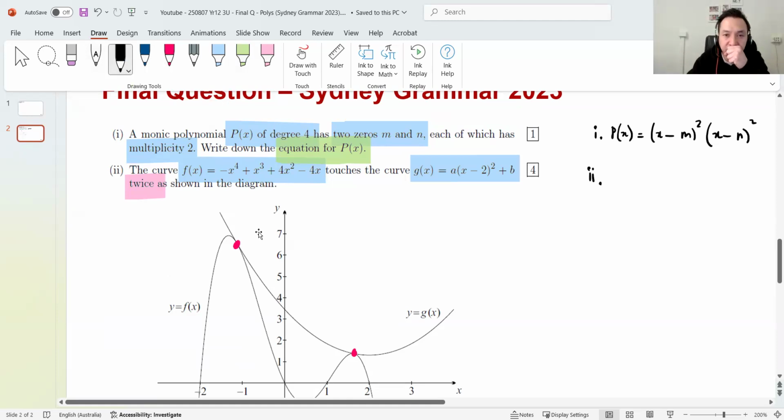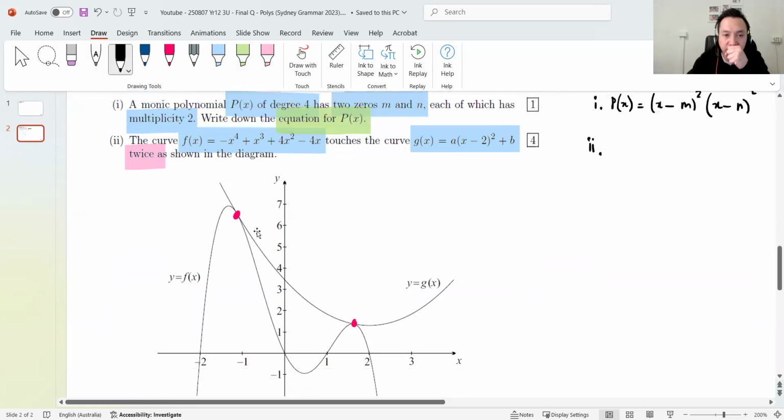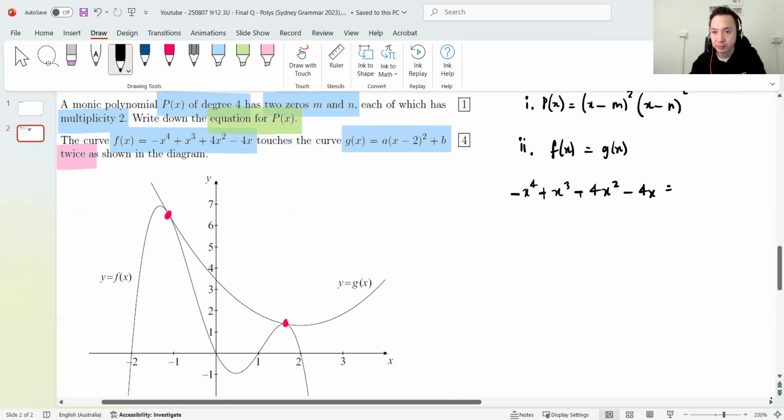Okay, what are we seeing here? Technically, to find those points, we solve them simultaneously. We set them equal to each other. Now, when I do this, if I set f(x) equal to g(x), I have negative x^4 plus x^3 plus 4x^2 minus 4x equals a(x - 2)^2 plus b.